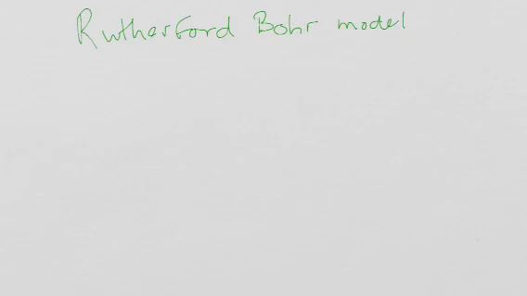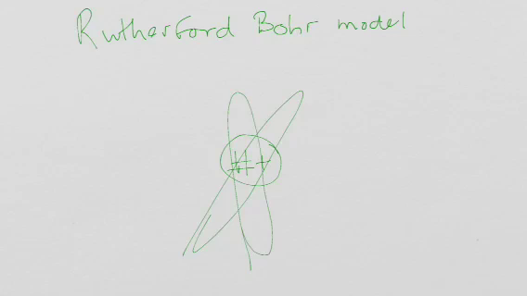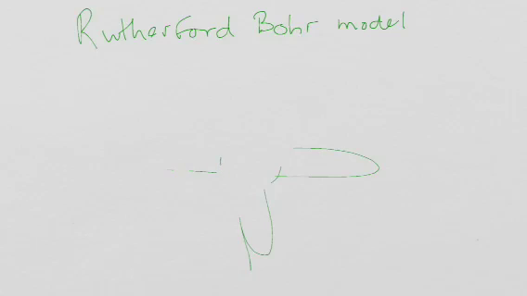Oftentimes when you look up Rutherford, you'll see that there's a number with a plus sign in the nucleus, and then you might sometimes see this Jimmy Neutron sort of thing. Do you see that? That's because Rutherford didn't care about the electrons. He did not care where the electrons were. That wasn't part of his experiment. He did not look at them. He was focused on other stuff.